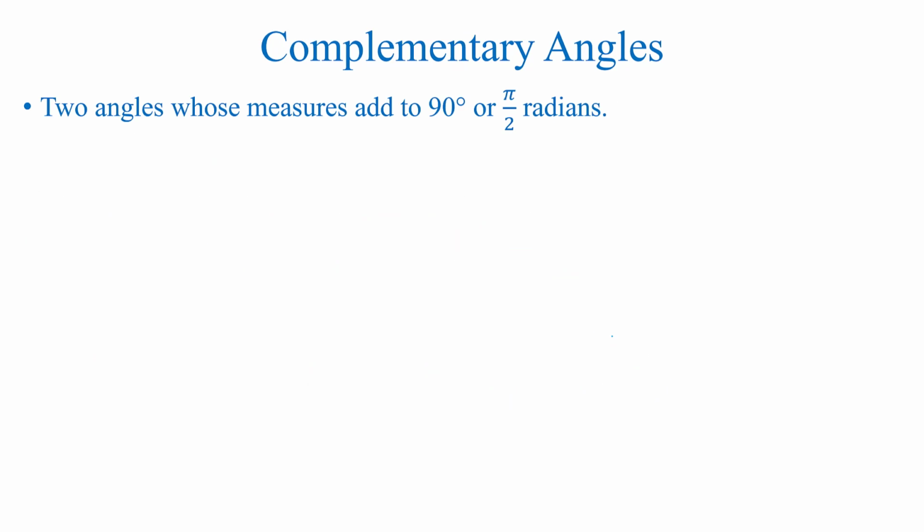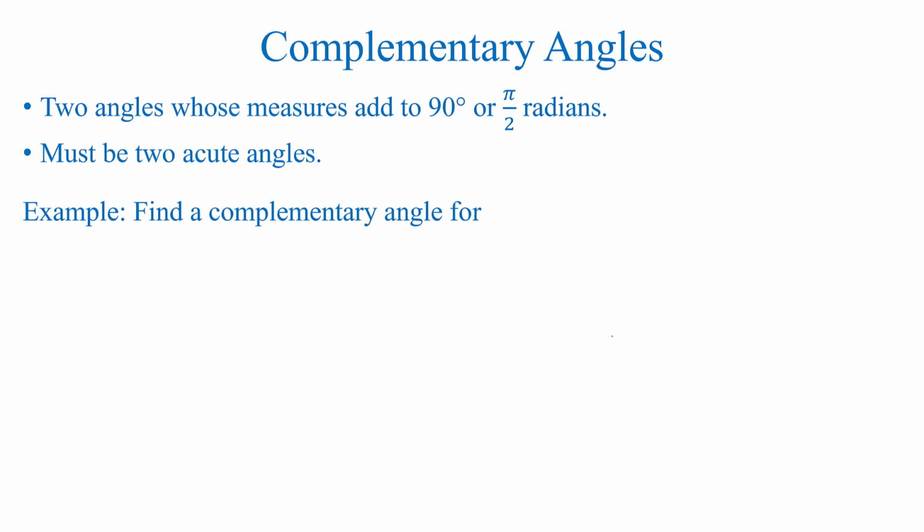Then complementary angles are two angles whose measures add to 90 degrees or pi halves radians. They must be acute angles in this case. To find a complementary angle for 73 degrees, we would take 90 degrees minus 73 degrees to give us 17 degrees. To find a complementary angle for pi sixths, we would take pi halves minus pi sixths.